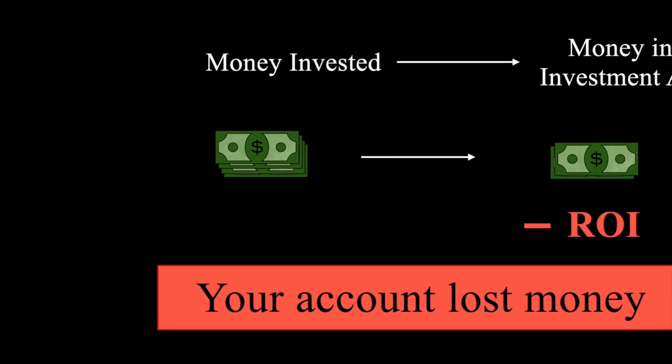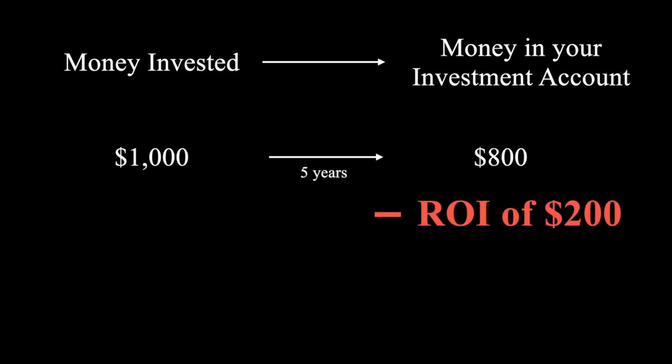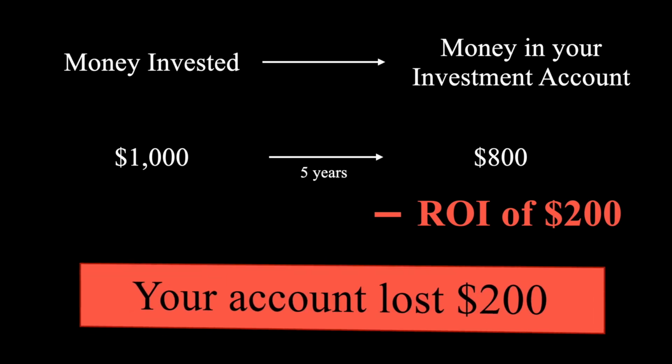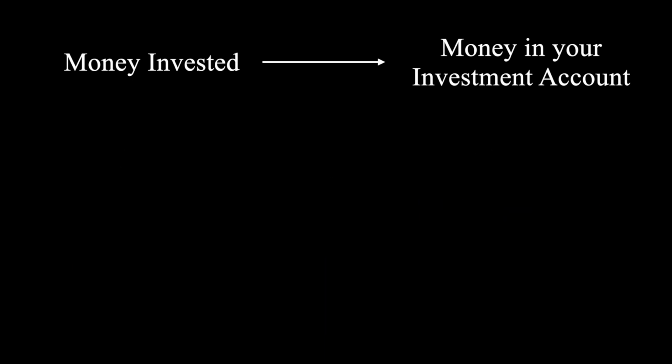So let's look at some actual examples with actual numbers. So let's say you invested $1,000 into a stock account, and then 5 years go by and you check the account and you have $800. Well, that's going to be a negative ROI, a negative return on investment of $200, and that just means your account lost $200.